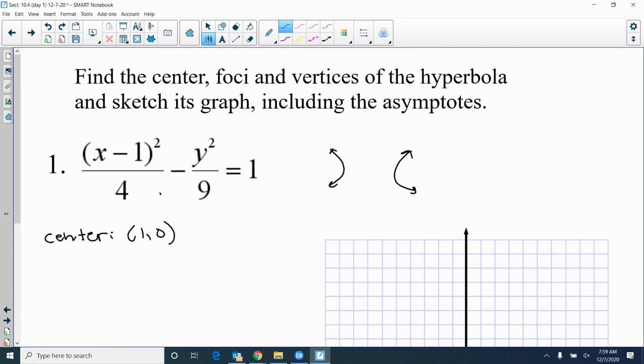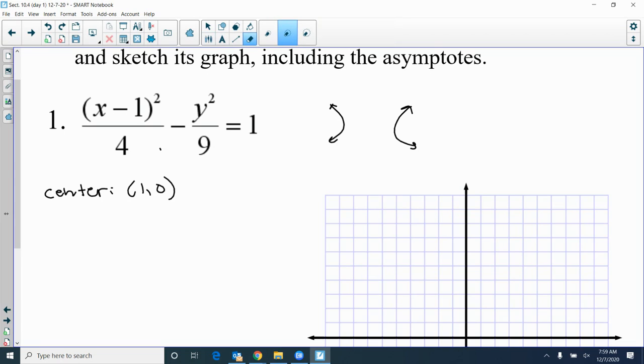So a squared, and this is different because for ellipses, the a was always the bigger one. Okay, not true in hyperbolas. So a squared equals 4, which means a equals 2. b squared equals 9, which means b equals 3.